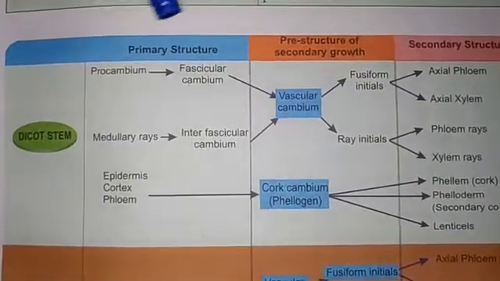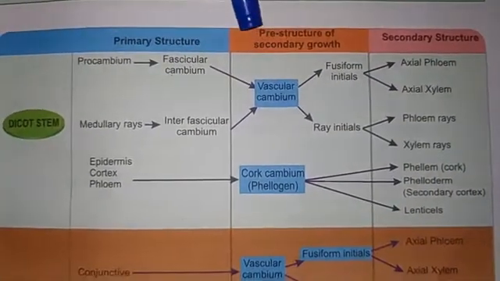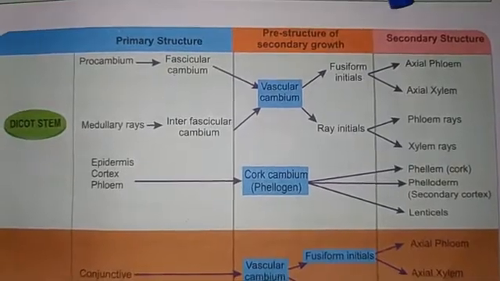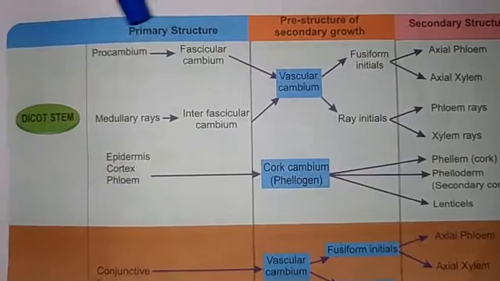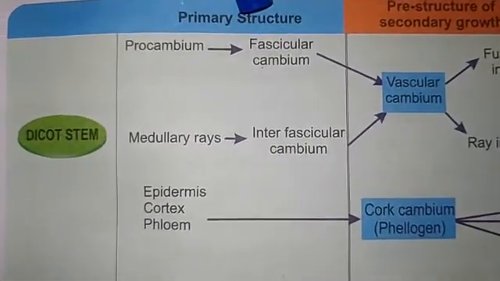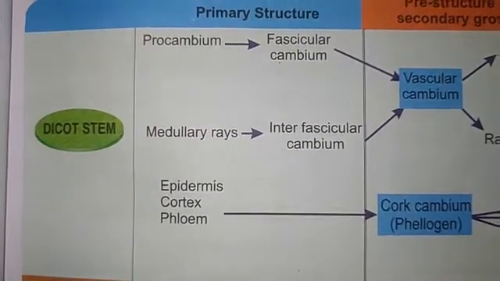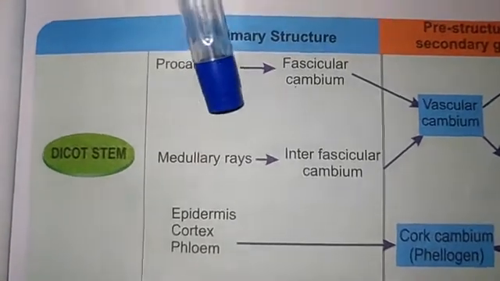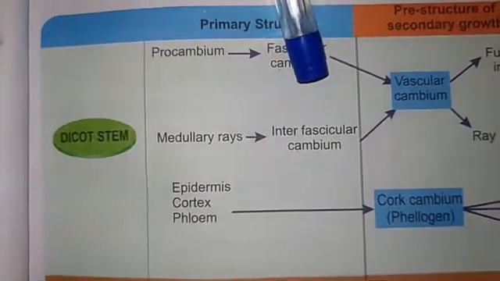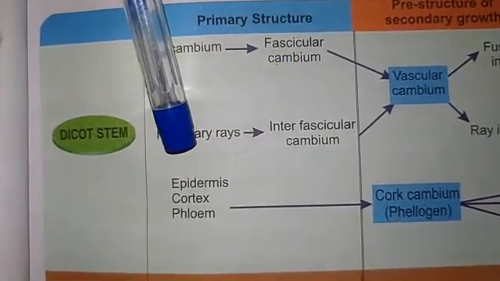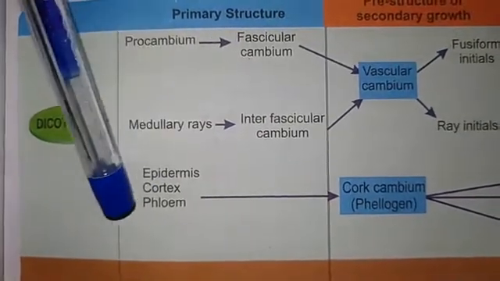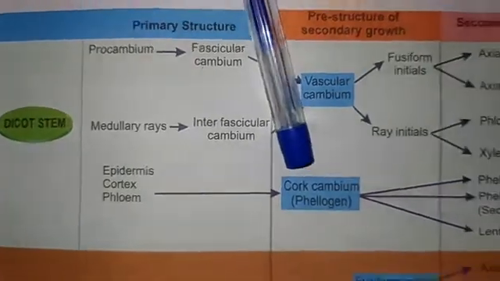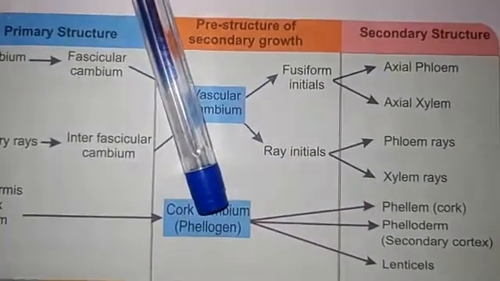Dicot stem, primary structure, then secondary structure. Procambium gives rise to fascicular cambium in primary structure. Medullary rays give rise to interfascicular cambium. Epidermis, cortex, phloem. It gives rise to cork cambium, that is phellogen.